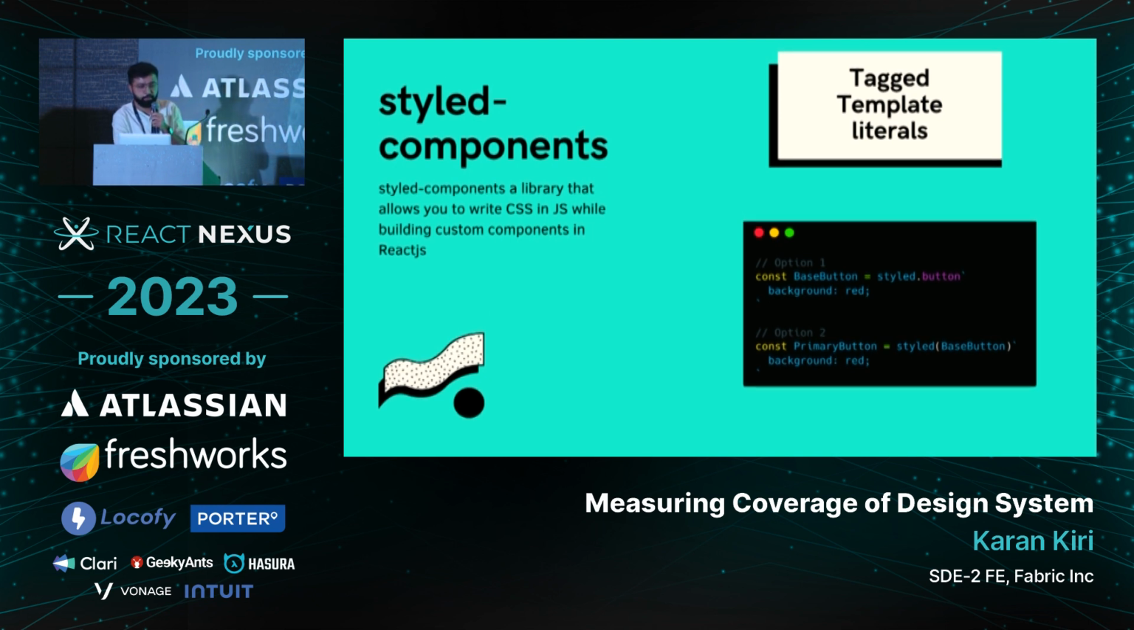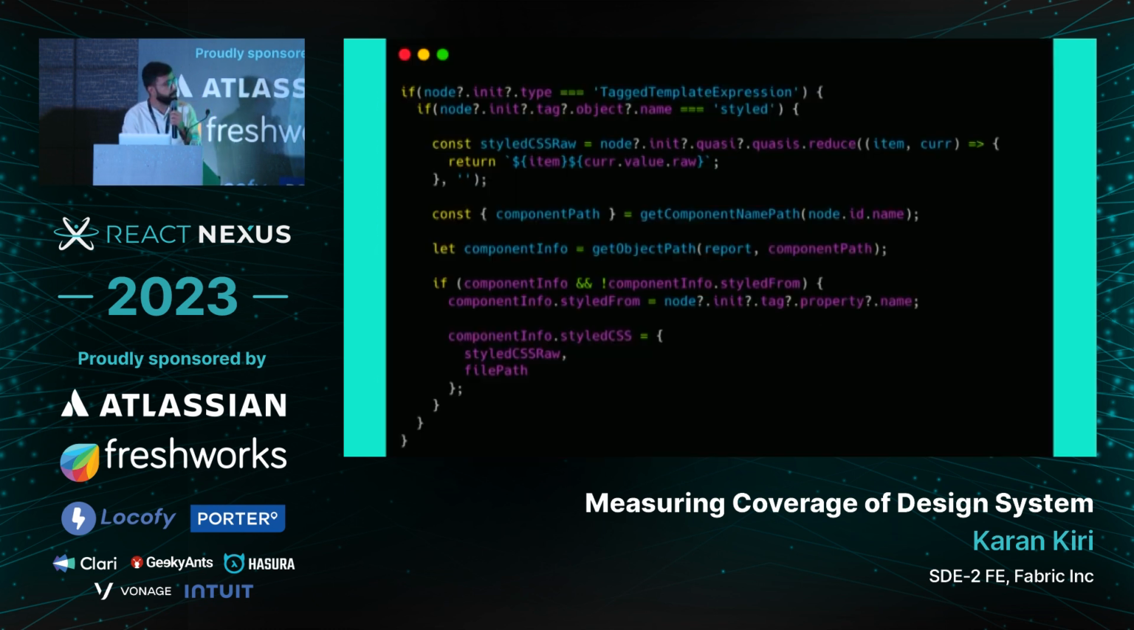Next is styled components. This styled components support was not there in React Scanner, so we as a team needed to deep dive into AST and figure out how to identify it. To focus on styled components, we use the tagged template literal syntax. Here are a couple of examples of how you can use a styled component. Using tagged template literals, this is the sample function that we wrote to extract the information of styled components.